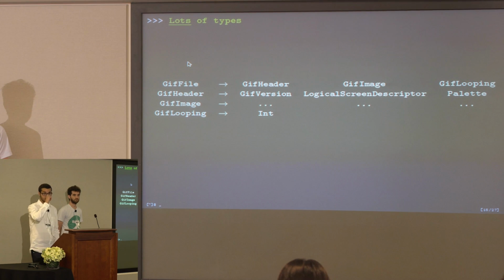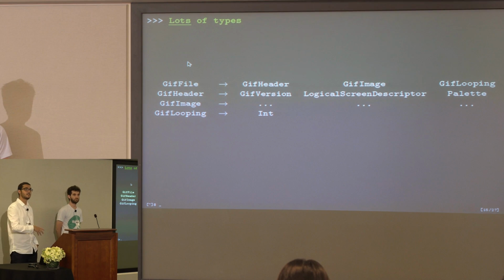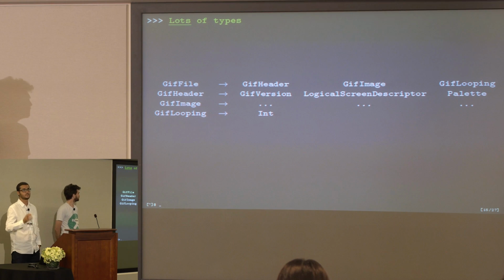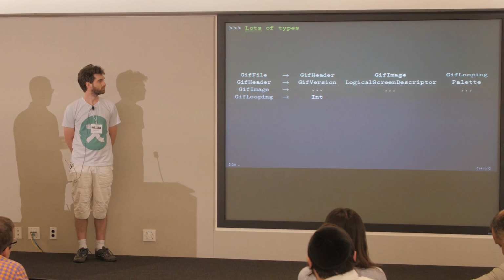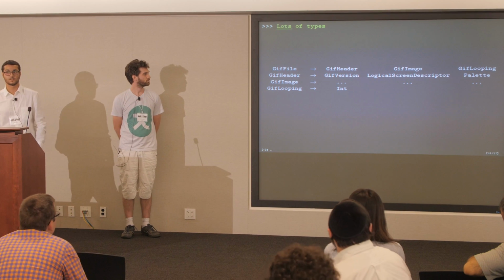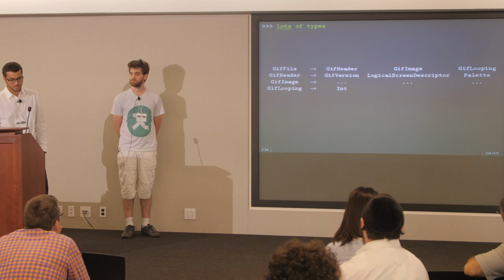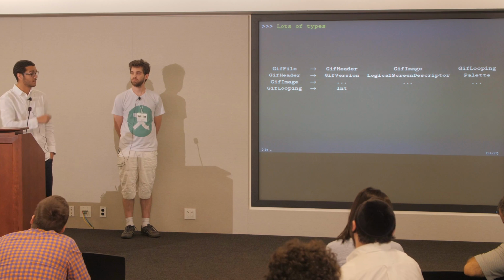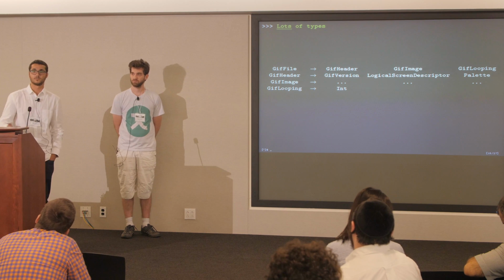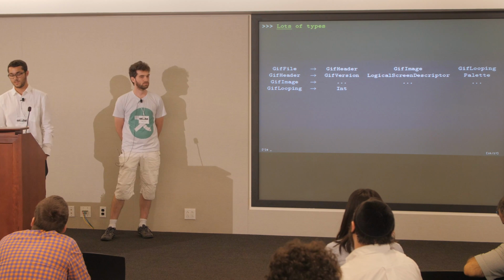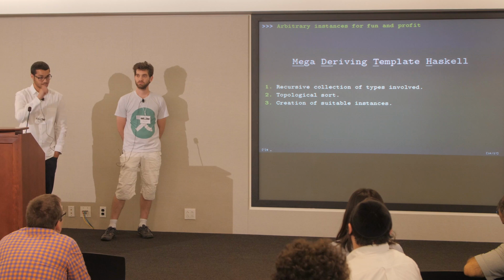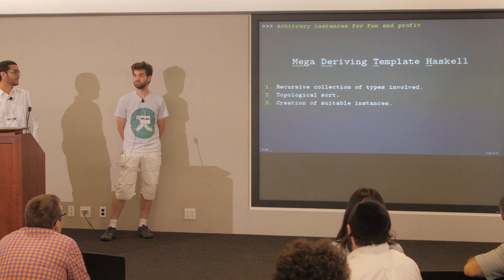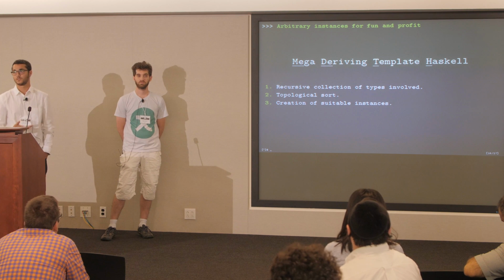So, for example, here we have GIF file. GIF file is defined using GIF header, GIF image, and GIF looping. And GIF looping is defined using other types. GIF header is using other types, and so on and so on. So you will end up defining a lot of Arbitrary instances doing more or less the same thing. So we can create an algorithm to do all this work for us.